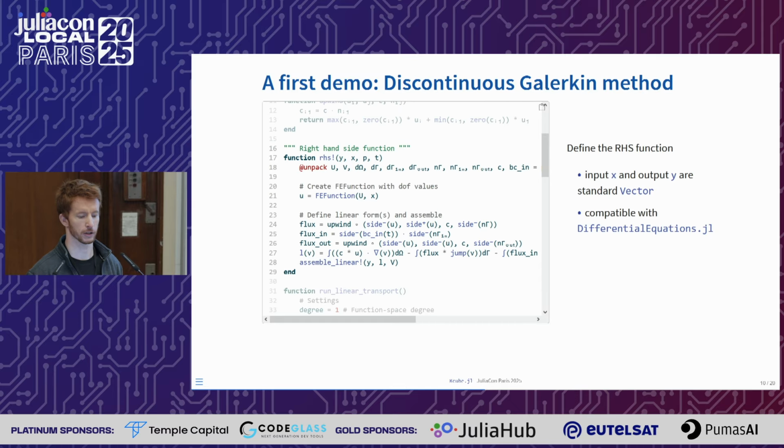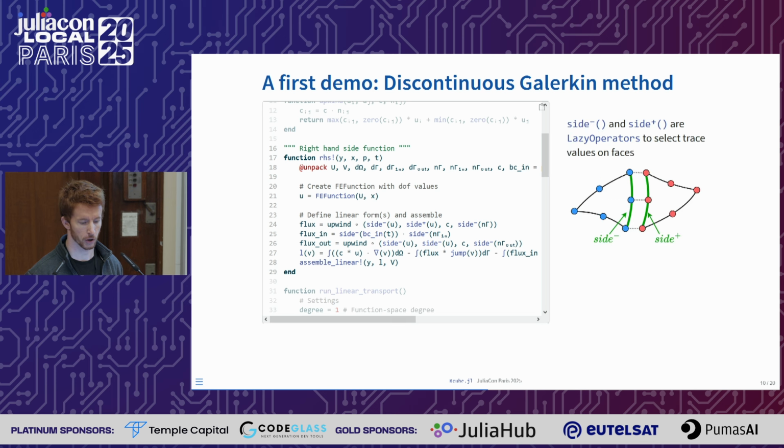So if we move on to the right-hand side function, you can see here that with Bcube, you can formally define the right-hand side function in a way that is compatible with DifferentialEquations. What is important here for today is to see that we can deal with the discontinuous solution thanks to new lazy operators called side minus and side plus, that allow us to select from which side of the face we want to interpolate the solution to define the numerical flux.